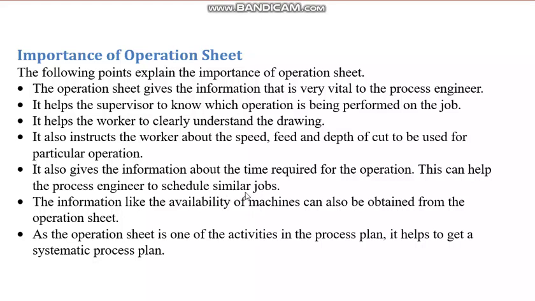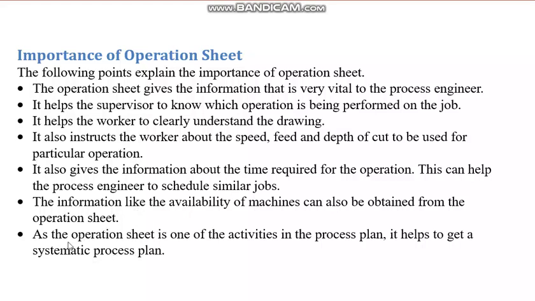You see, if similar type of jobs are there, all can be scheduled together, because the process engineer is planning the things. When he's planning, he can group those things, and he can schedule similar jobs together. The information like the availability of the machines can also be obtained from the operation sheet. If just some outsider also sees an operation sheet, immediately he will know, oh, they are having a milling machine. That's why in their operation sheet a milling machine is mentioned. They are having a surface grinding machine, that is mentioned.